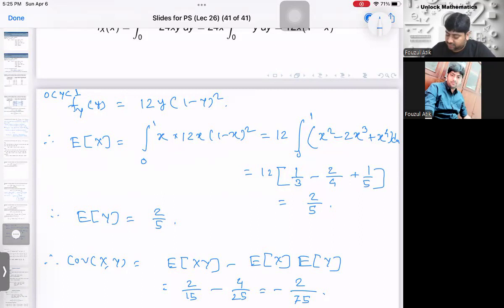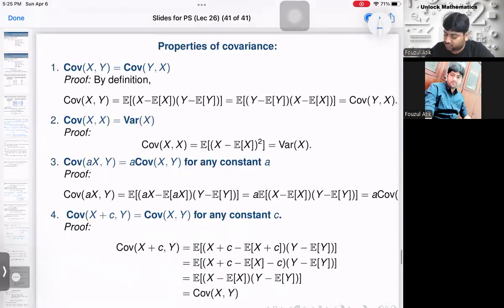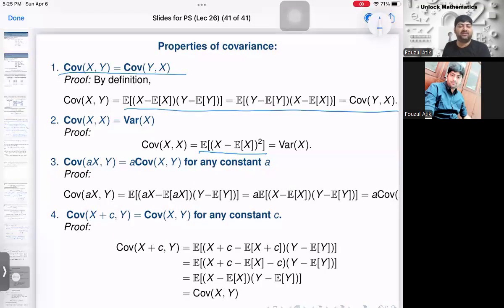Done? So now we'll see some properties of covariance. By definition, we can say that covariance of x comma y is equal to covariance of y and x. We can easily prove it by the definition. Again, covariance of x comma x is what? It is E of x minus E of x whole square, which is the definition of variance of x. So the covariance between the same random variable is actually the variance of x. Then we have this property: covariance of ax comma y is equal to a into covariance of x and y for any constant a. Very easily one can prove it.